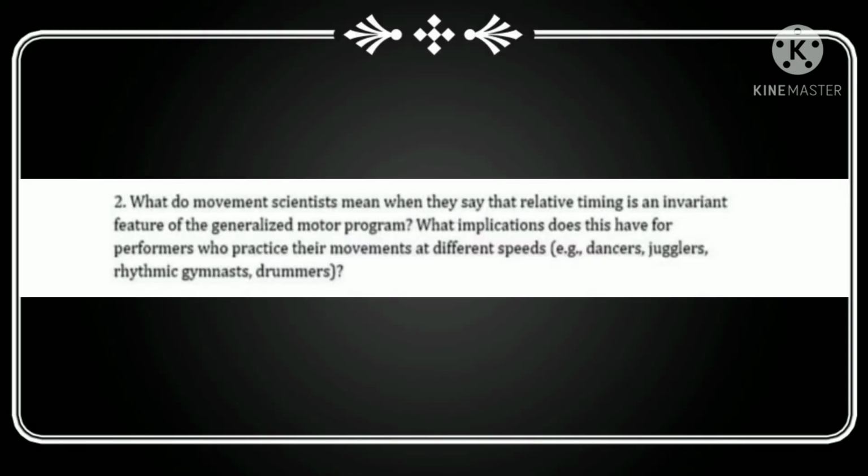What do movement scientists mean when they say that relative timing is an invariant feature of the generalized motor program? What implication does this have for performers who practice their movements at different speeds, such as dancers, jugglers, and rhythmic gymnasts? The scientists began to search for possible invariant features of generalized programs. The most important invariant feature they discovered is one that deals with the temporal or timing structure of movement patterns. This invariance is termed relative timing.